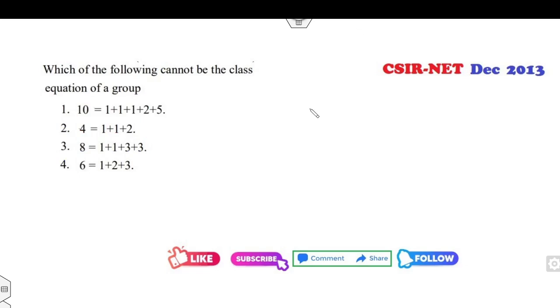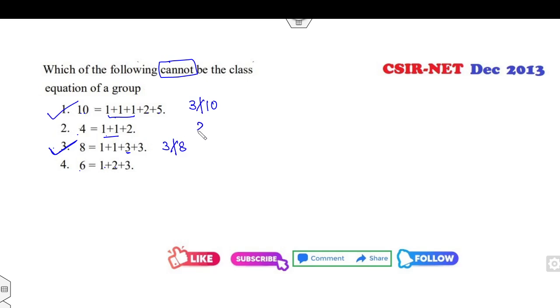Okay, look at that. You can see that I have not used the class equation. Look at that. 1 divides 10, 2 divides 10, 5 divides 10. 1 divides 3. 3 doesn't divide 8. So this is not the class equation. We also need "cannot be". 1 divides, 2 divides, 3 divides. Count the number of the ones. The number of the ones is 3. 3 doesn't divide 10. So this is not the class equation.